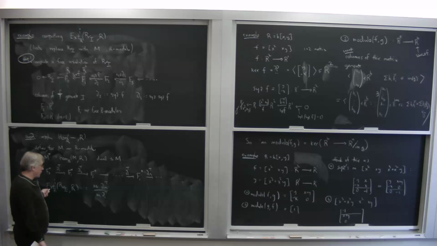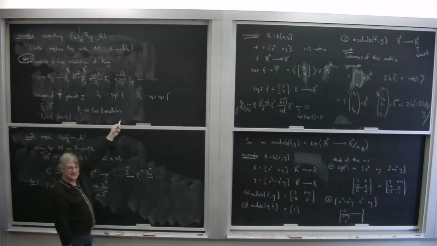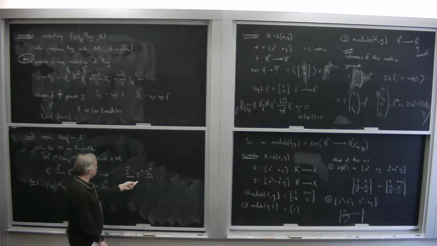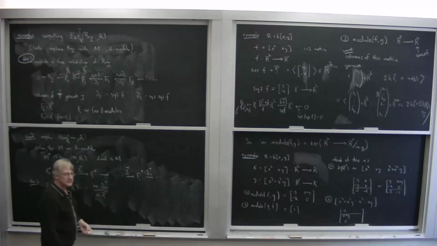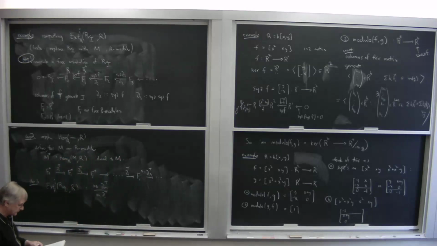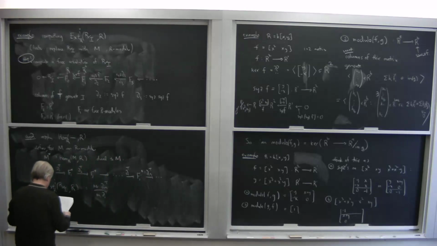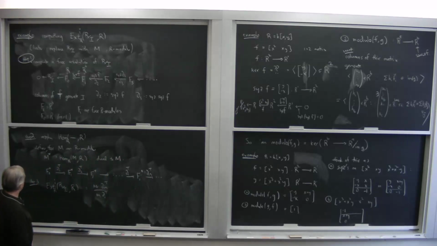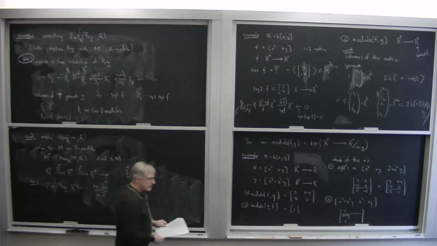Now they're not totally trivial to compute, because you have to go all the way out to the ith step. And if these things have large ranks and you're calculating the kernel, that can be really hard. And so sometimes you have to avoid doing that.